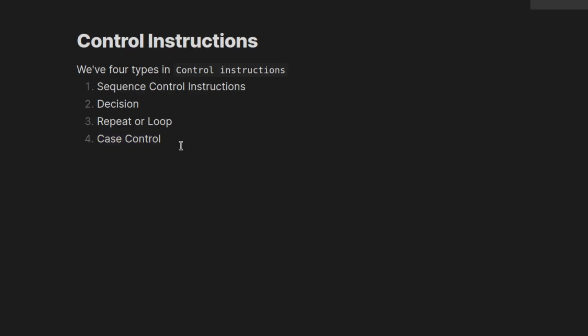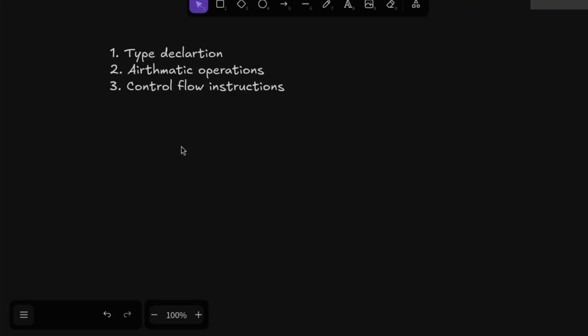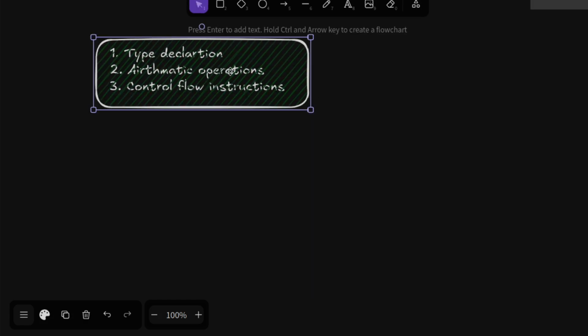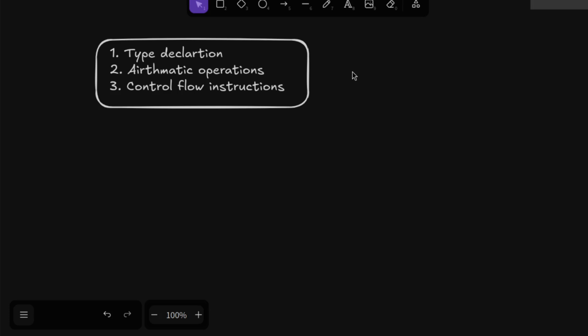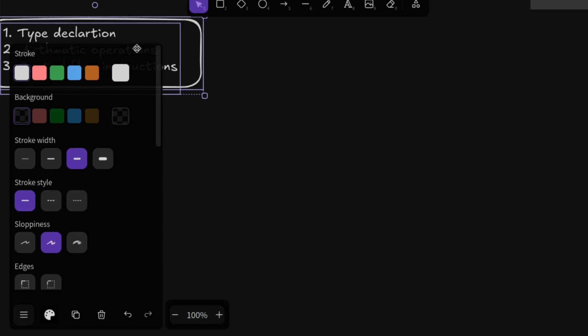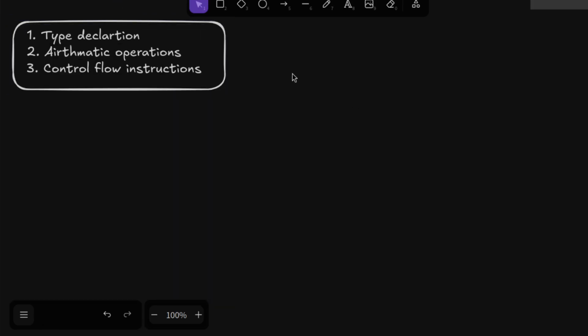So what is sequence control? I'll give a very good example so you can understand easily. When I say write a program for the sum of two numbers, let's change the color; we don't need any background at this time. So what is sequence control? I said I would give a very good example: sum of two numbers.